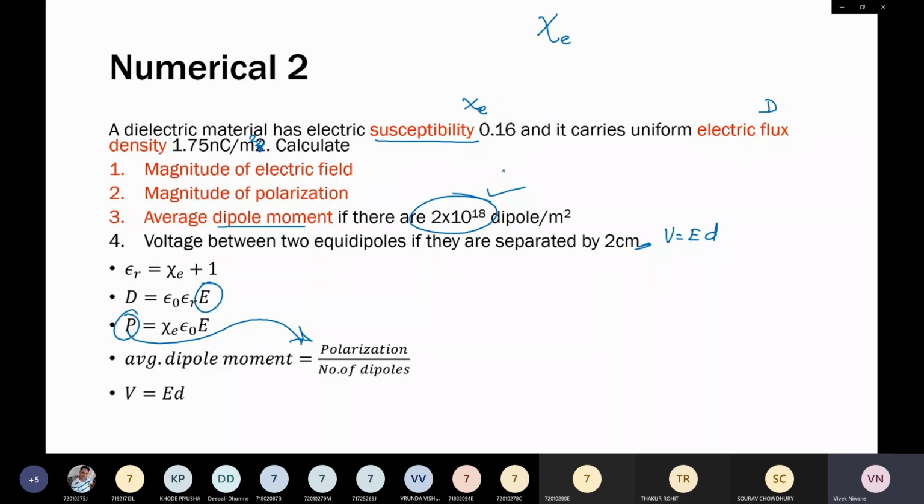This polarization value will be coming over here, and the number of dipoles is given in the numerical. For the voltage between two equipotentials, you have the electric field intensity and d is given as 2 centimeter. Do remember that either you have to write 2 raised to minus 2, or you have to write 0.02 meter. Accordingly, you have to take care of that measure since this is in centimeter. Okay, straightforward. Another numerical. If you have these formulae, okay, these are some different formulae.